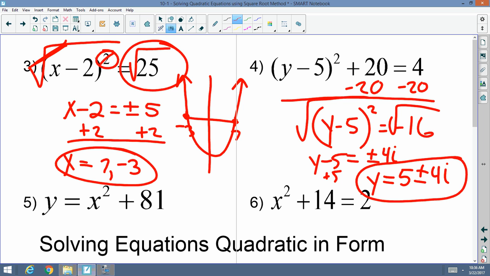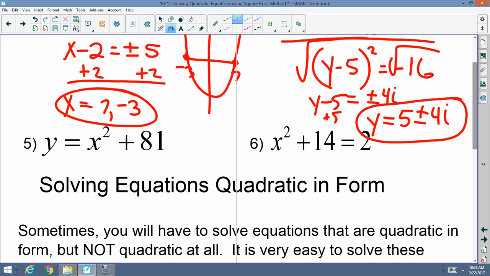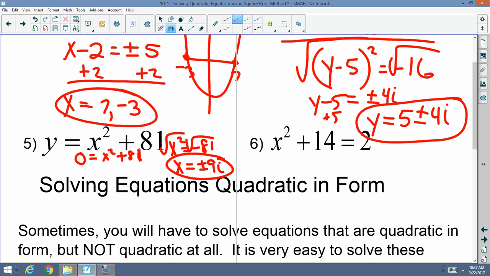Okay, a couple more. We got y equals x squared plus 81. I want to solve, so 0 equals x squared plus 81. That means x squared equals negative 81. Square root both sides. X equals plus or minus 9i. Guys, don't forget the plus or minus. It will really mess you up.